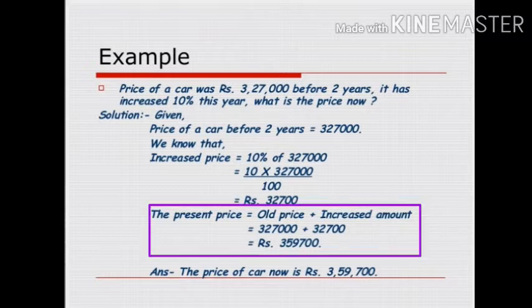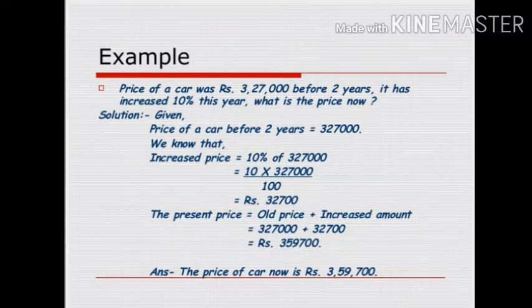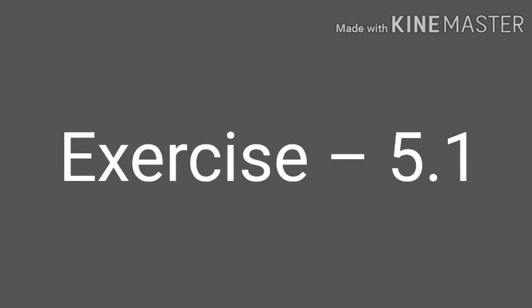That is 32,700. Next step, the present price is equal to the old price plus the increased amount. That is 3,27,000 plus 32,700. After adding, we get 3,59,700. Therefore, the price of the car now is 3,59,700 rupees. Let us discuss Exercise 5.1 problems.